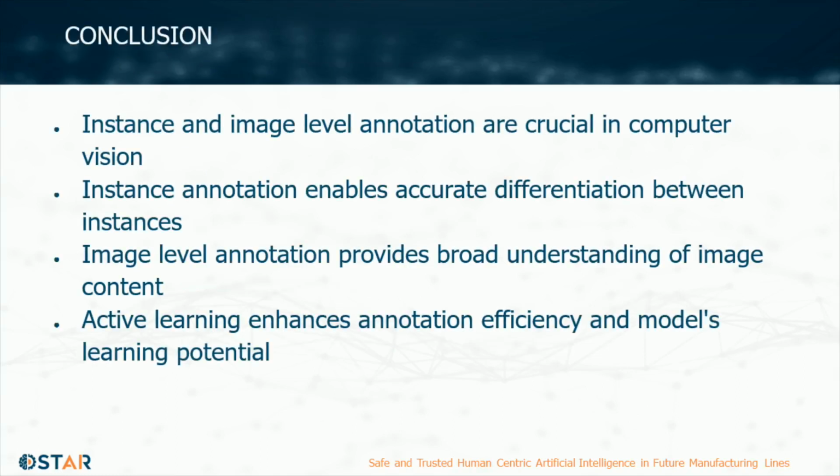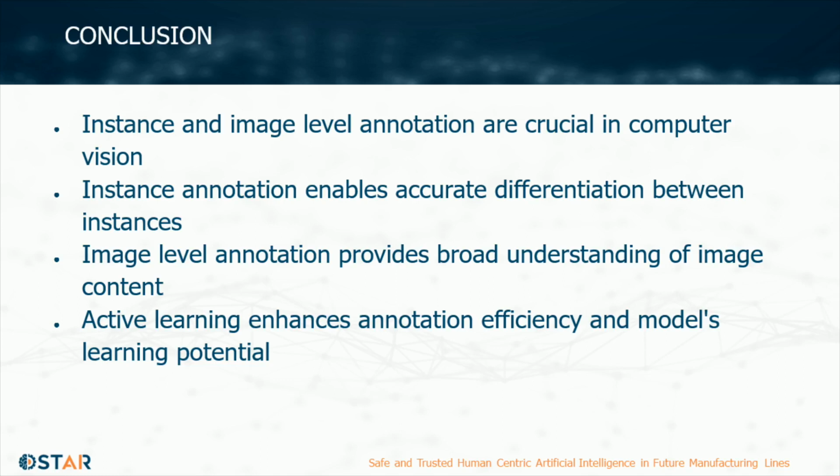6. Conclusion. Instance and image-level annotation are crucial techniques in the field of computer vision, specifically for object classification tasks. Instance annotation provides detailed labeling for individual object instances, enabling the model to differentiate between different instances of the same class accurately. Conversely, image-level annotation offers a broader understanding of image content by providing a single label for the entire image. Active learning techniques can be employed to efficiently annotate samples at both instance and image level, reducing the annotation effort while maximizing the model's learning potential.